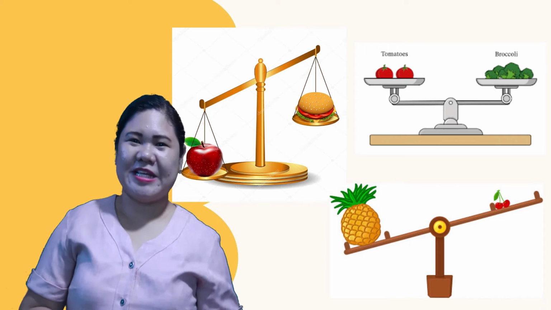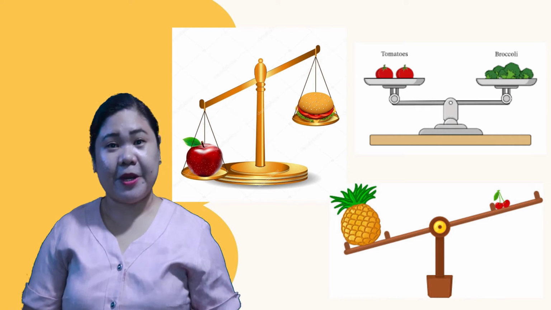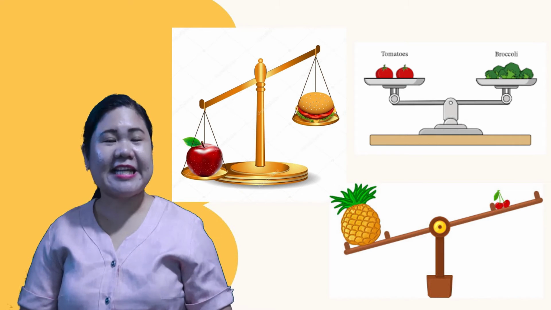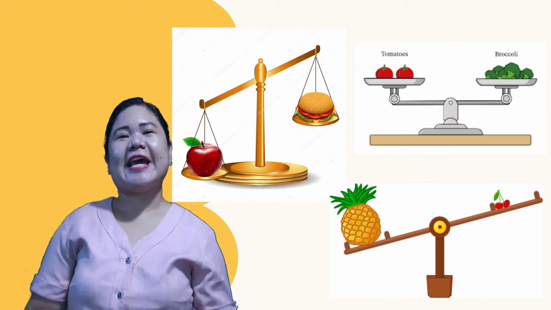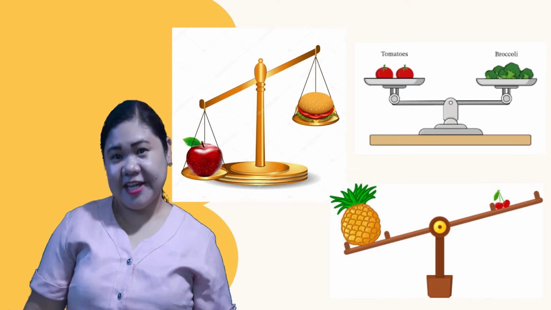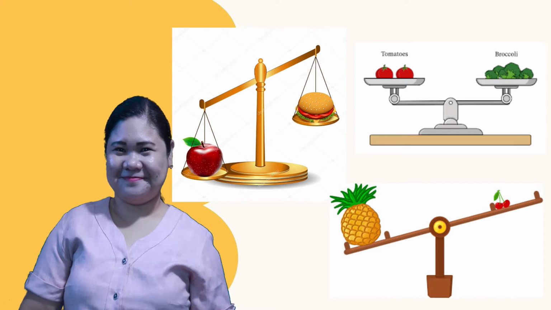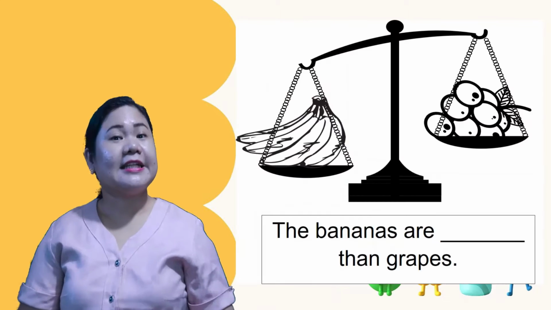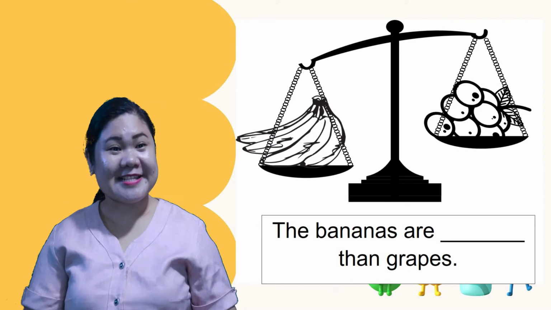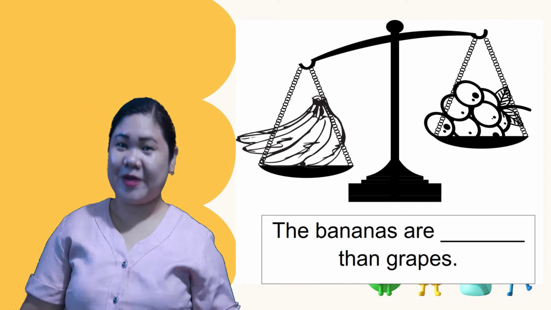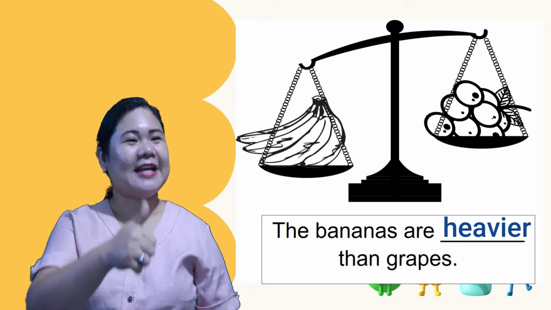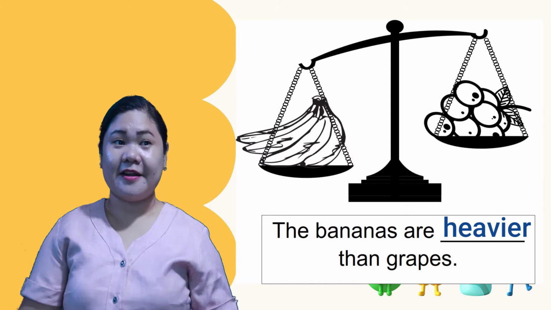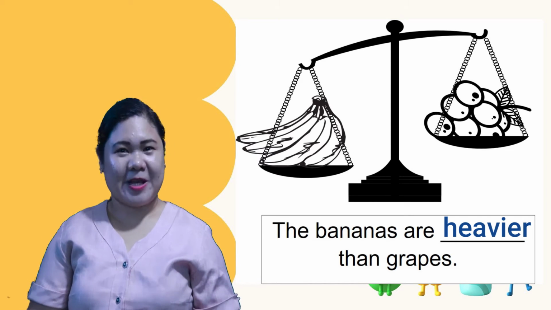Look at the following scales. Compare the objects by filling in the blanks to make the statement true using the words heavier, lighter, or equal. Number 1. The bananas are blank than grapes. Very good! The bananas are heavier than grapes.